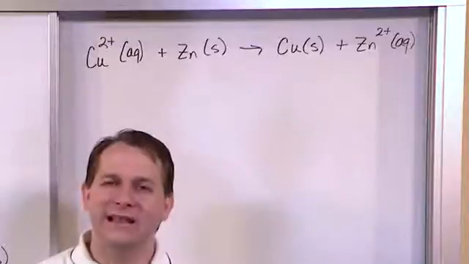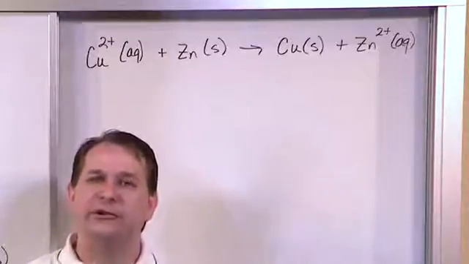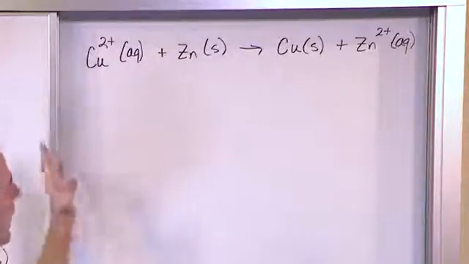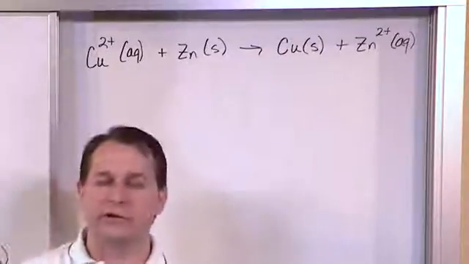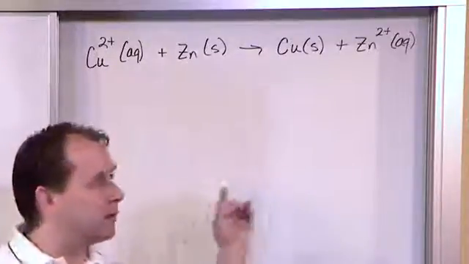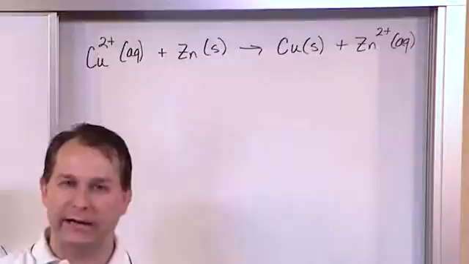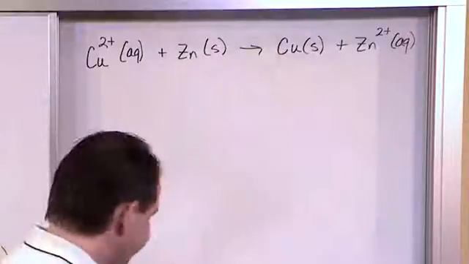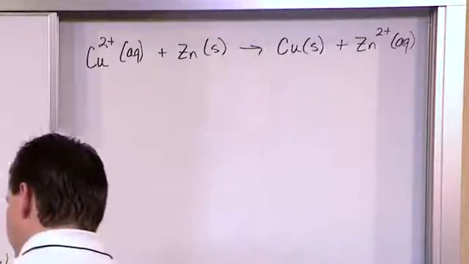But still, there are electrons being transferred. So we know that there's oxidation going on, and we know there's reduction going on. So how can we figure out from looking at this what's being oxidized and what is being reduced? Okay, let's see if we can figure that out.